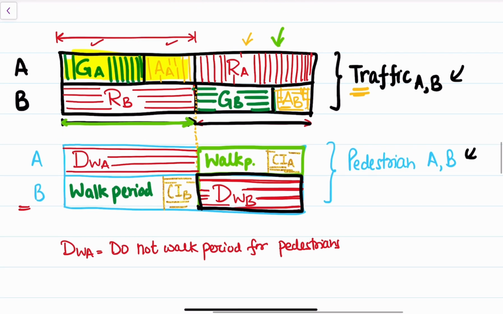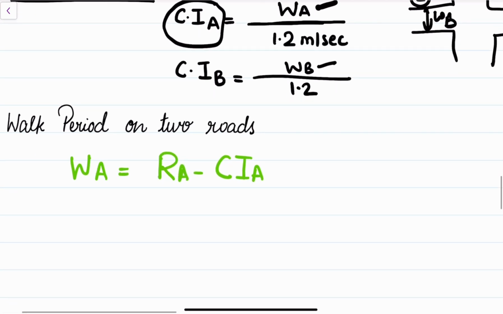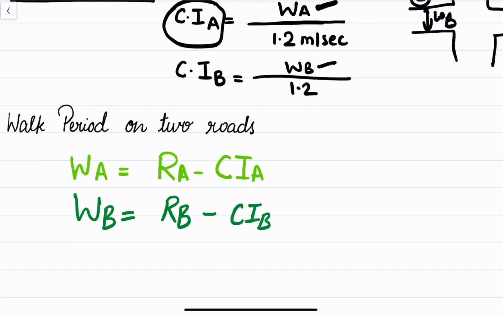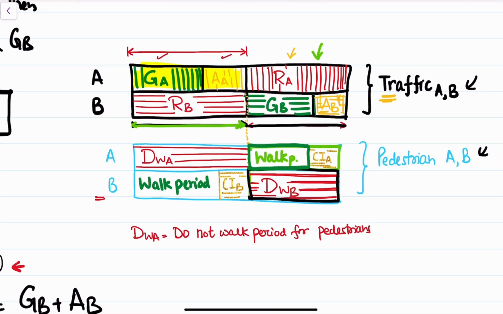And this walk period for the respective road we can find out as the red time minus the clearance interval, right? For road B, the walk period will be equal to the wait time at B minus the clearance interval at road B. Alright, just focus on the phase diagram. If you have any doubt, you can always ask in the comment section.